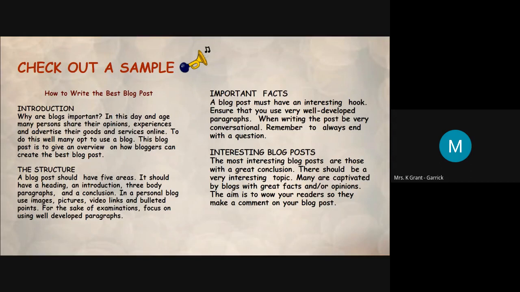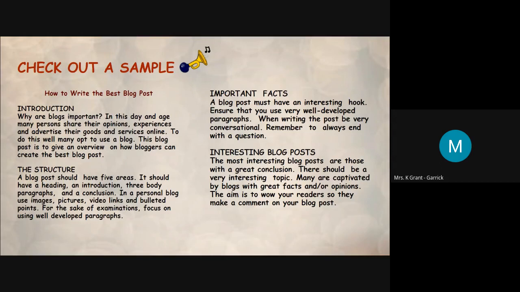Next subheading. A blog post should have 5 areas. It should have a heading, an introduction, 3 body paragraphs, and a conclusion. In a personal blog, use images, pictures, video links, and bulleted points. For the sake of the examination, focus on using well-developed paragraphs. Now, important facts, that's our third heading. A blog post must have an interesting hook. Ensure that you use very well-developed paragraphs. When writing the blog post, be very conversational. Remember to always end with a question.